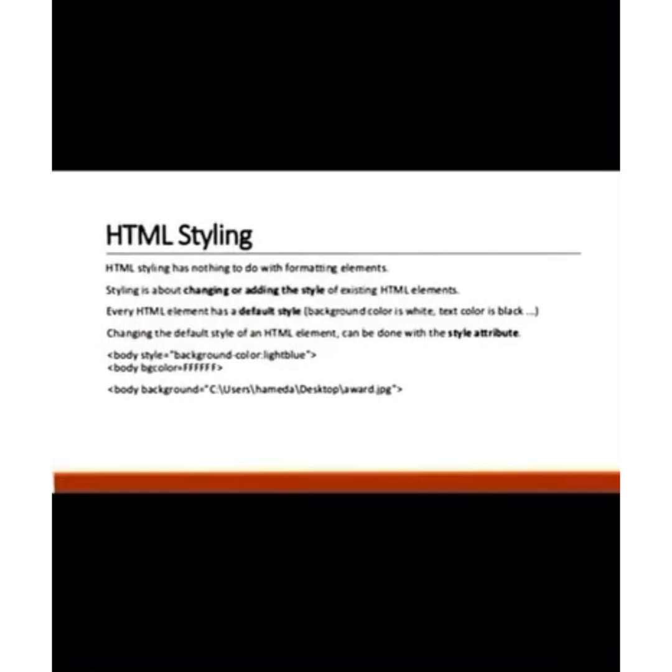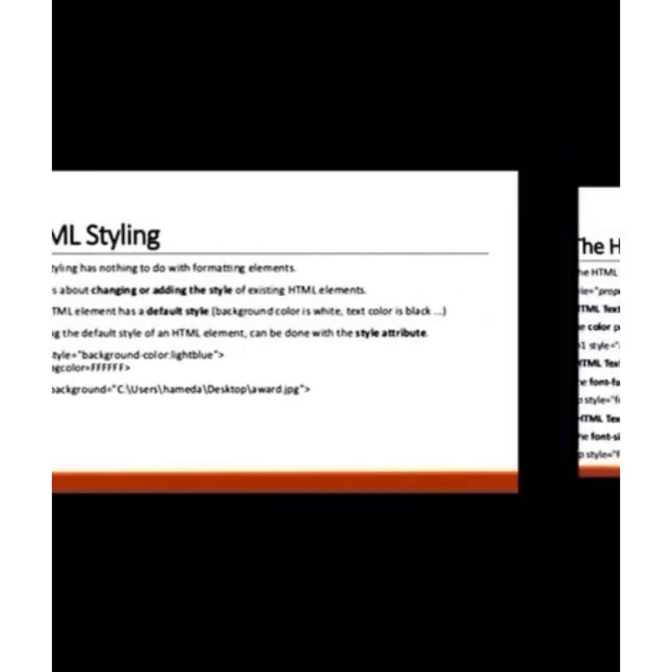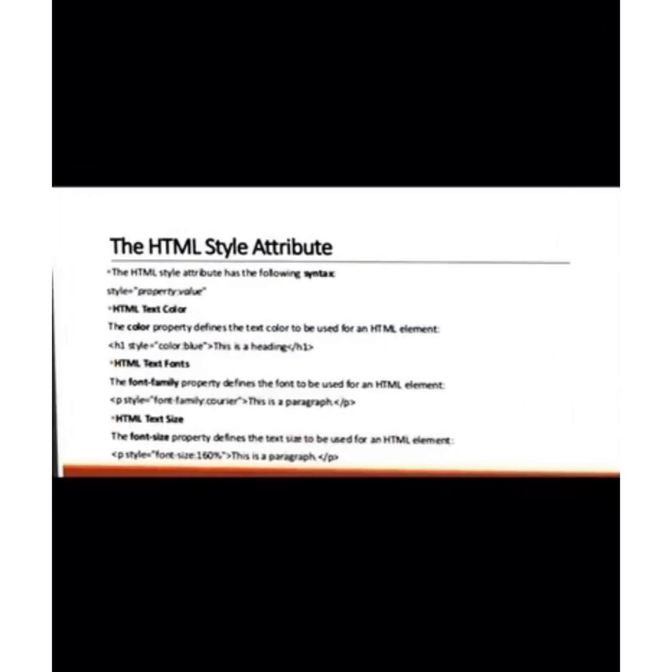HTML styling. HTML styling has nothing to do with formatting elements. Styling is about changing or adding the style of existing HTML elements. Every HTML element has a default style: background color, text color, அதெல்லாம். Changing the default style of an HTML element can be done with the style attribute. The HTML style attribute has the following syntax: style is equal to property colon value.